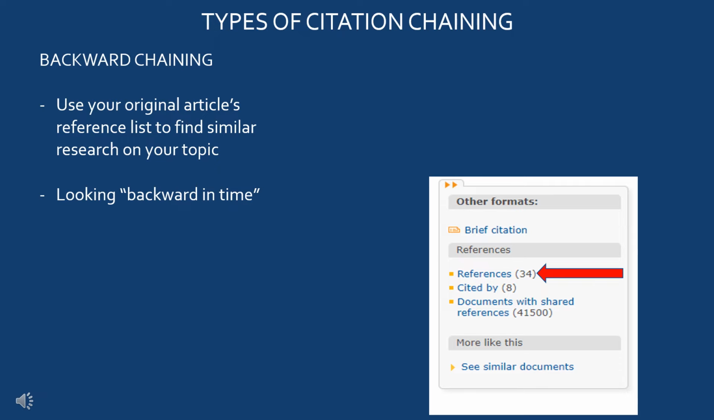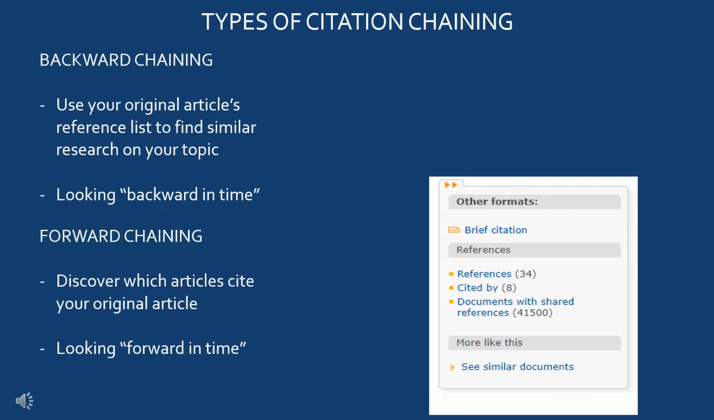Not bad. The second type of chaining, forward chaining, is just the opposite. To forward chain, you jump forwards in time by finding newer research that cites your original article. In looking at our screenshot, we see that this resource has been cited 8 times. If one of those resources turned out to be particularly helpful, you could then return to backward chaining and mine that reference list, and so on.